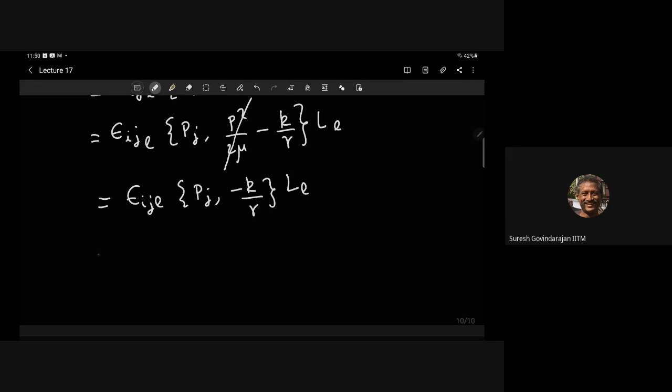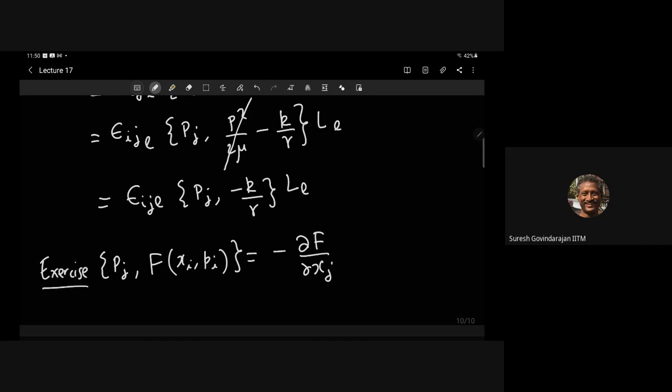Okay, so P_j with any function of P and Q, any function of x_i and p, an arbitrary function. Go back to the actual definitions and do it. You will discover that this is equal to minus df by dx. Just go to the definition and do this. So P_j does this thing. Similarly, you can check Q_j with the same f will be, up to a sign only, the same, but df by dp.